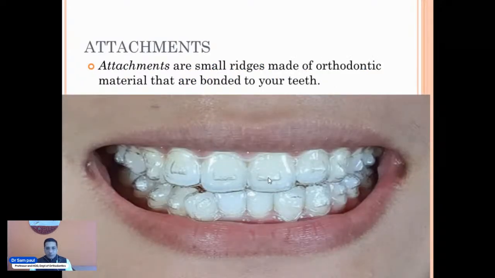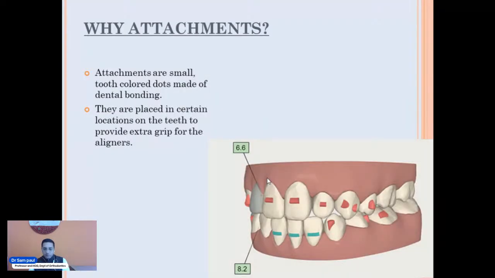These are the attachments which I showed you. Can you see this? Attachments are small ridges made of orthodontic material that are bonded to your teeth. They are completely tooth colored, so they blend in well with your enamel and come in various shapes and sizes depending on the function. Your aligner will fit perfectly and smoothly over them. These attachments serve as an anchor point that is needed to help apply the force of the aligner.